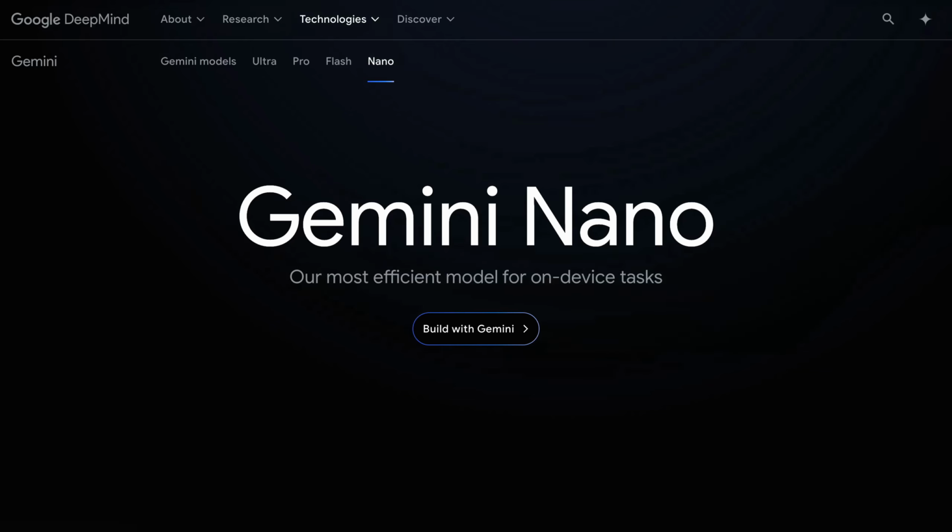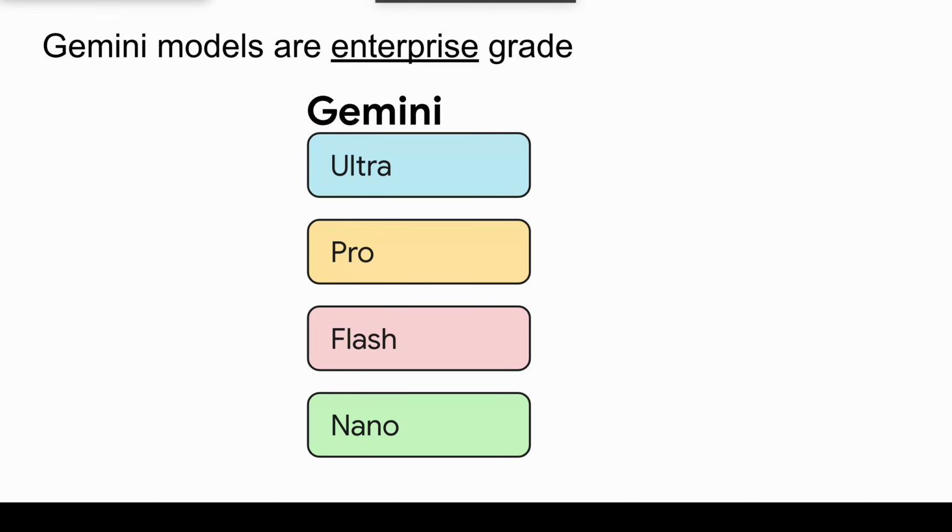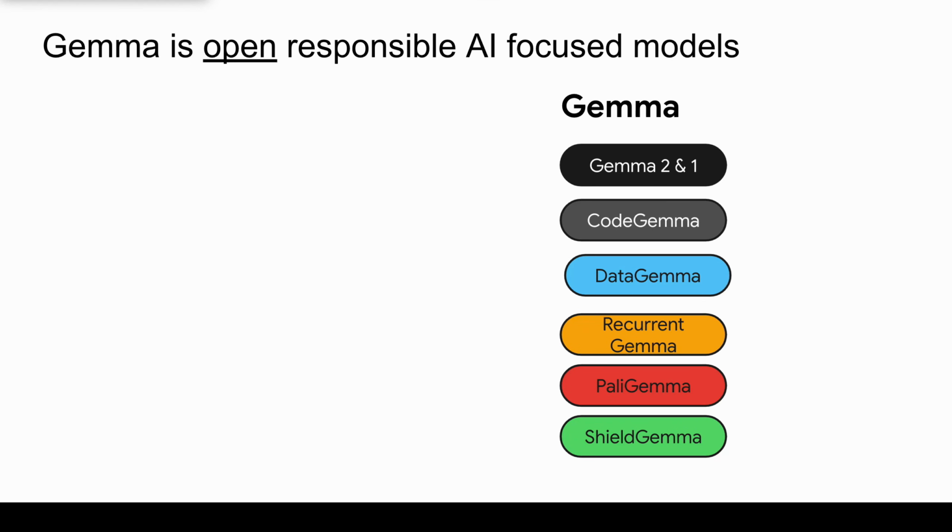And next we will see the model that is developed exclusively for the developer and the research community, which is called Gemma.